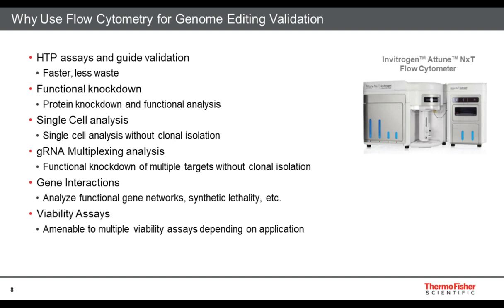So, why use flow cytometry for gene editing? There's a lot of different advantages for when to use flow cytometry and when it can really augment and expedite this workflow. So, one benefit is, it's high throughput, right? It's a very high throughput method to validate your guides. And you can collect a 96-well plate in about 45 minutes. None of the previous methods mentioned could give you an answer for a 96-well plate in anywhere near that amount of time. So it's much faster and with much less waste.